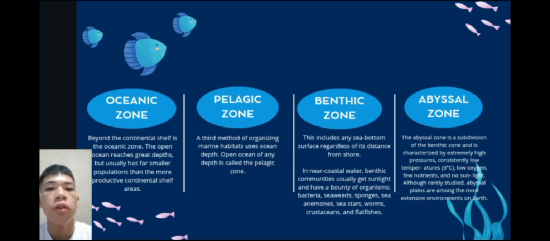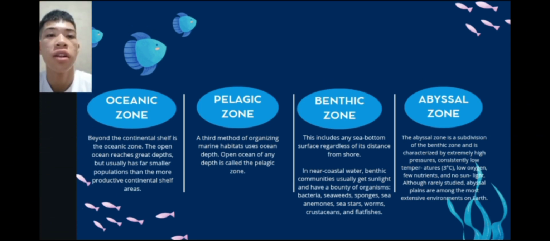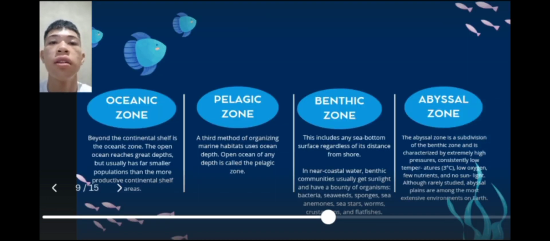The oceanic zone is beyond the continental shelf. The open ocean reaches great depths, but usually has far smaller populations than the more productive continental shelf areas. Mid-ocean often resembles a biological desert with relatively few organisms present. So the oceanic zone is the open ocean beyond the shelf break. It's different from the other three.